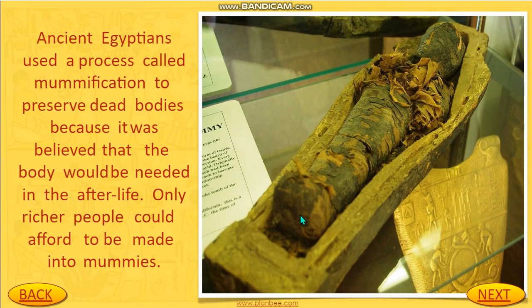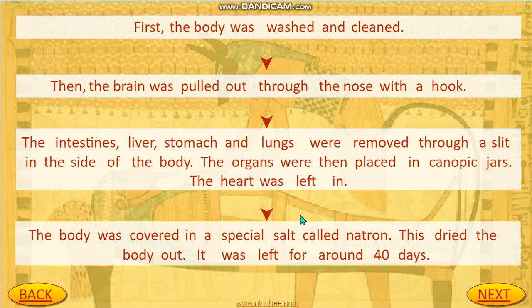Ancient Egyptians used a process called mummification to preserve dead bodies because it was believed that the body would be needed in the afterlife, and also because mummification was very expensive. So only richer people, especially pharaohs, the kings, and the noblemen, could afford to be made into mummies. So here are the steps on how to mummify a dead body.